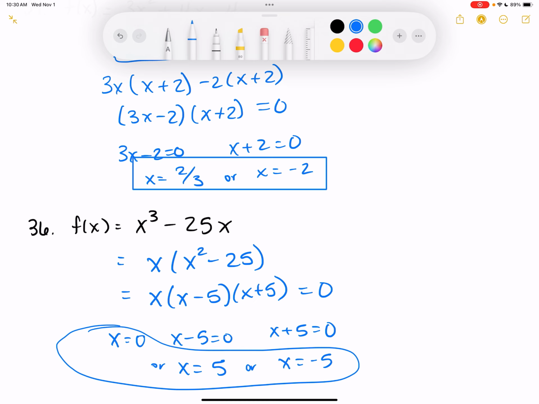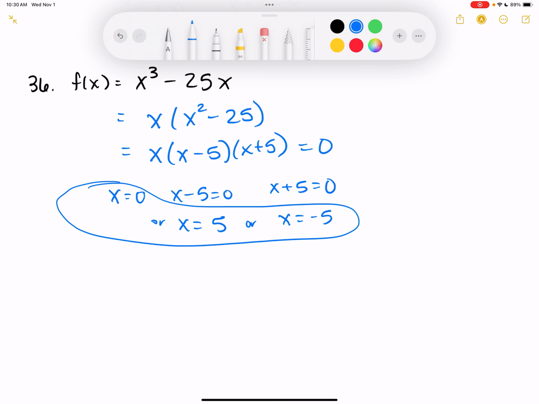Are you okay with that? I feel like a lot of this is stuff you've done before. It's just looking at it a little differently.